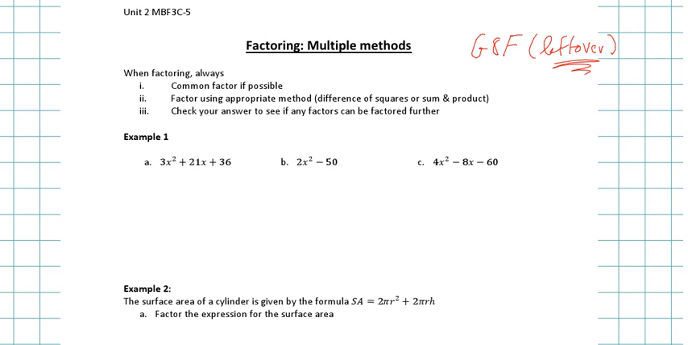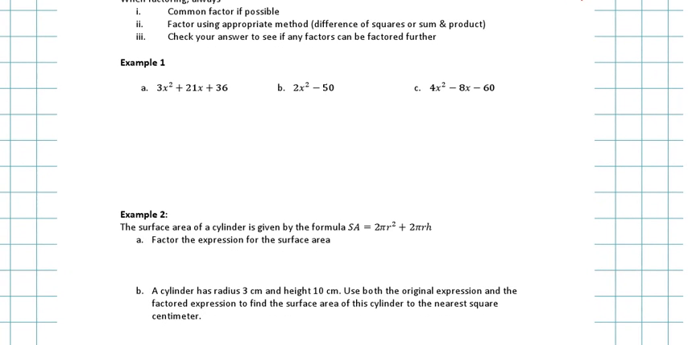Okay, so let's look at the first one. I have 3x squared plus 21x plus 36. The question is, do I have a common factor? Yes, 3 is a common factor. Every single term is divisible by 3. Do I have any common letters? No, the last term doesn't have an x. So my common factor here is 3.